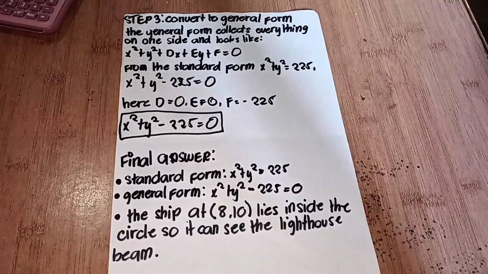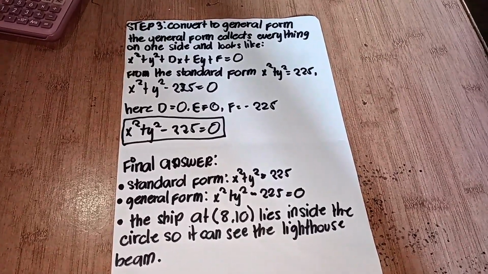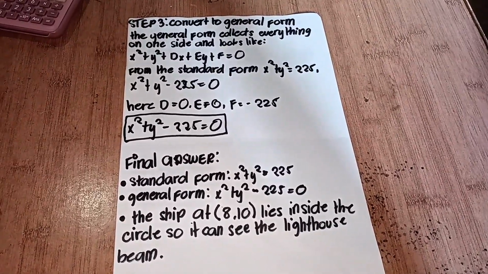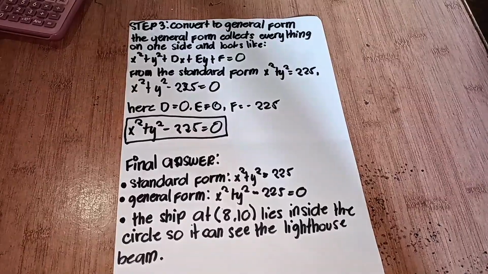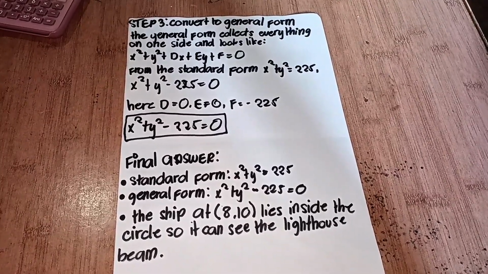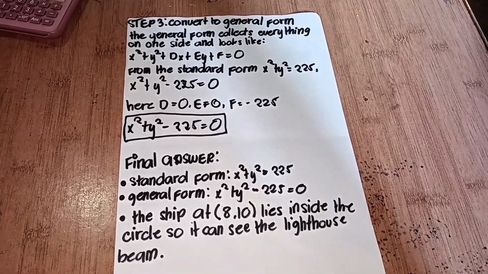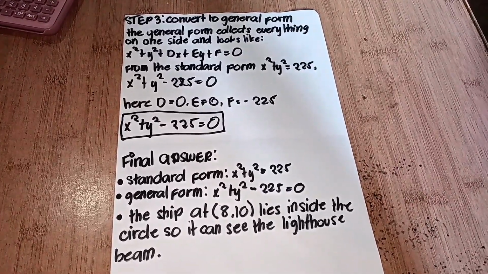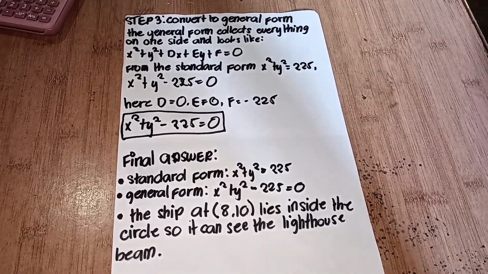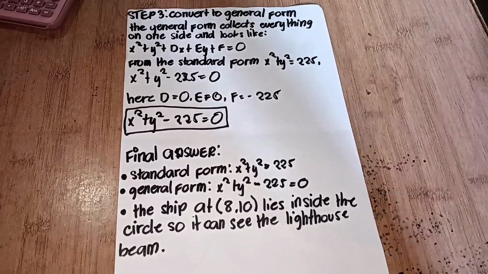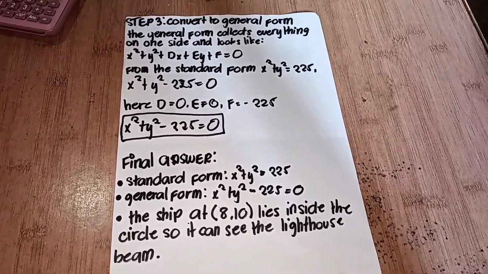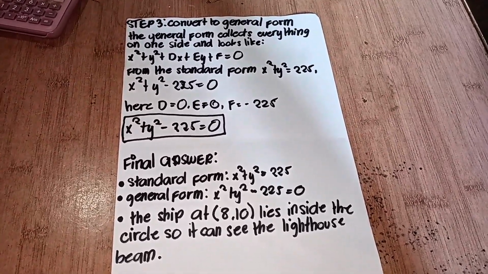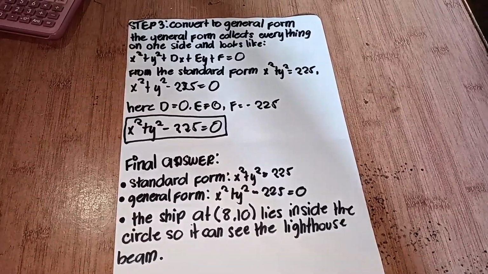So our final answer for the standard form is x squared plus y squared equals 225, and for the general form is x squared plus y squared minus 225 equals 0. So the ship at (8, 10) lies inside the circle, so it can see the lighthouse beam.